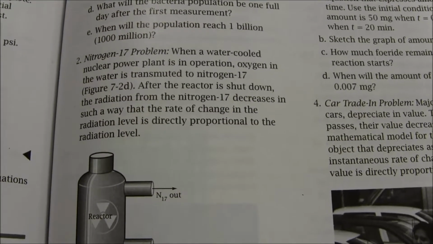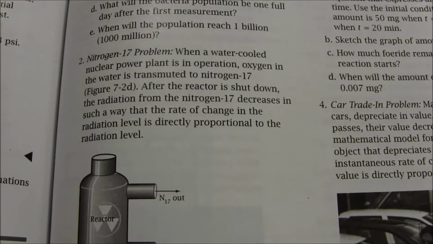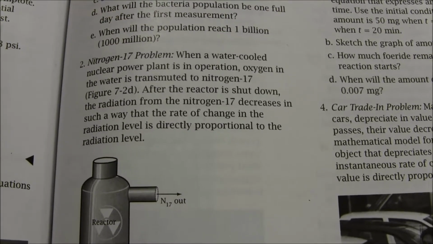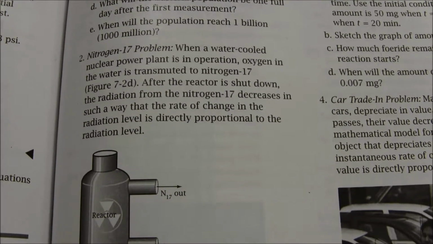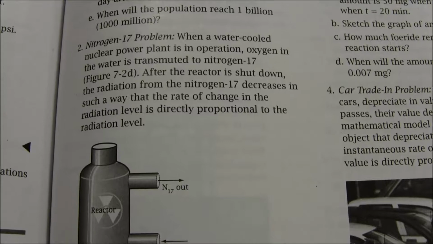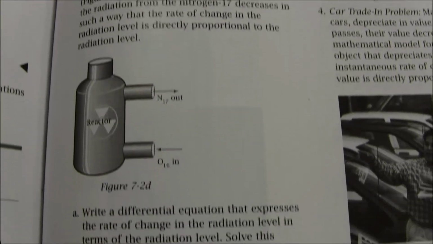First problem I'm going to be looking at is this nitrogen problem. We have a water-cooled nuclear plant, and it says that the radiation decreases in such a way that the rate of change in radiation is directly proportional to the radiation level.